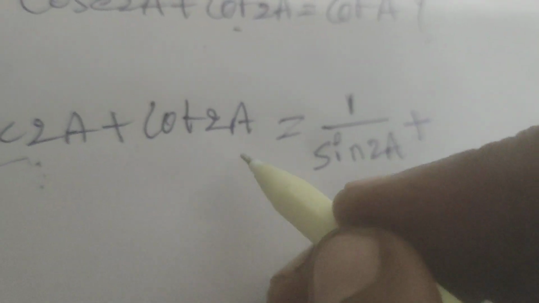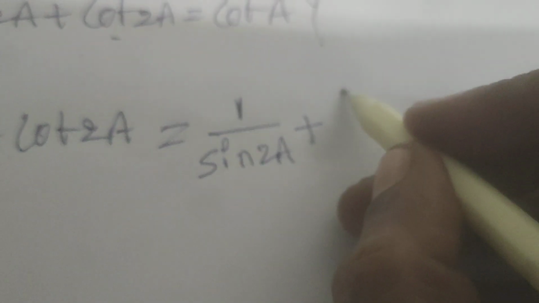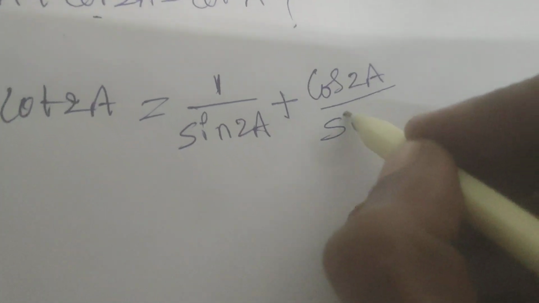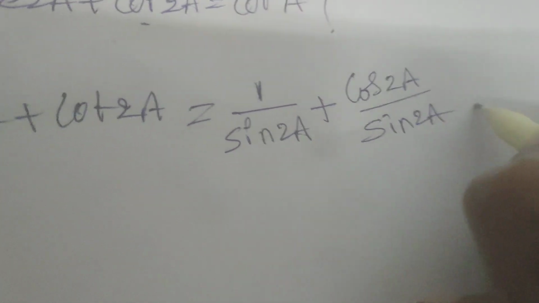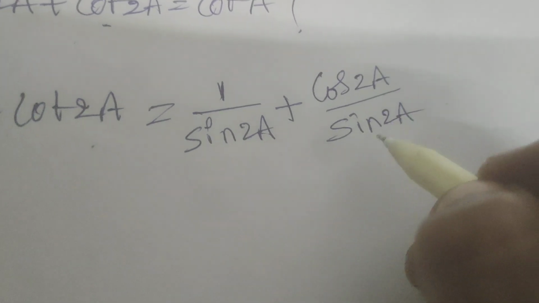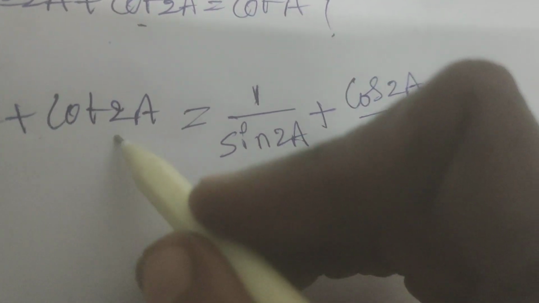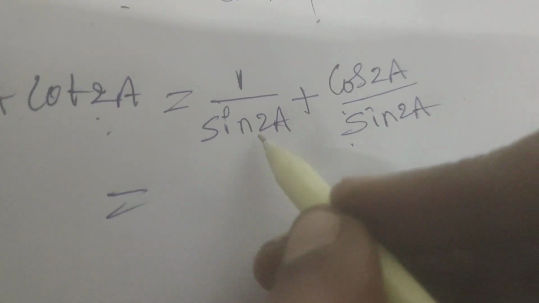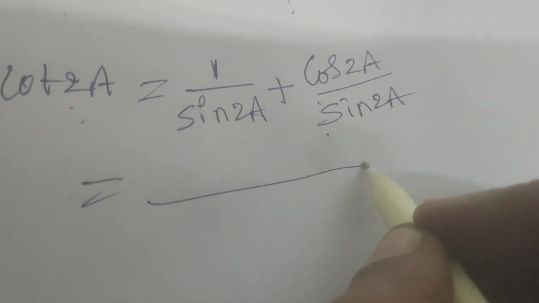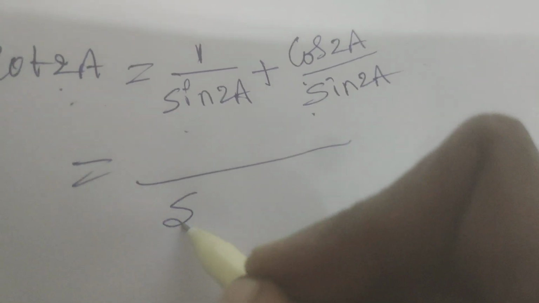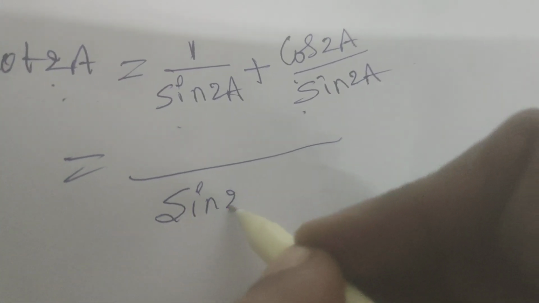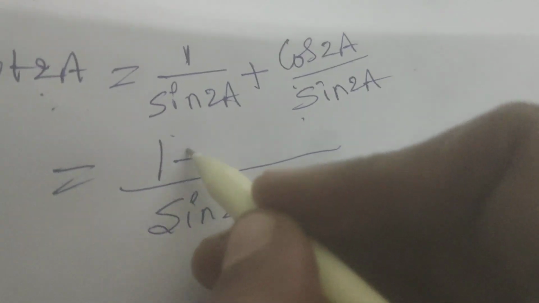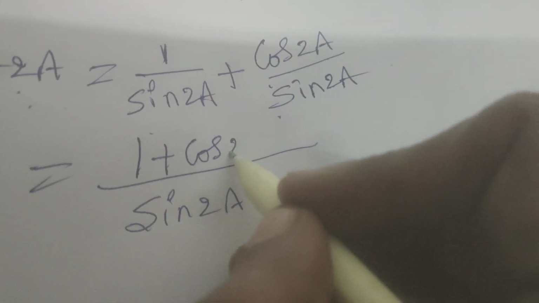Plus similarly cot 2A means cos 2A by sin 2A. According to this formula, cot A is cos A by sin A. In place of A, 2A is there, so write here cos 2A by sin 2A. Here in these two fractions the denominator is the same, so we are going to take LCM sin 2A, adding these two numerators, that is 1 plus cos 2A.